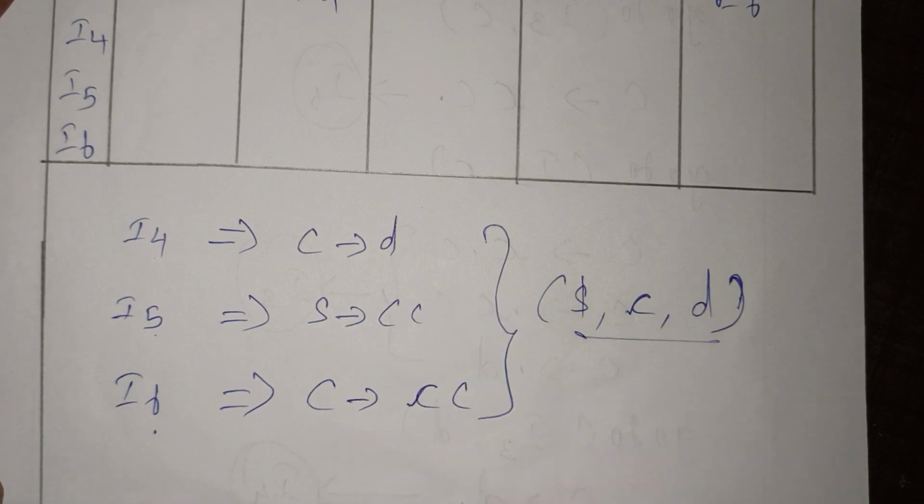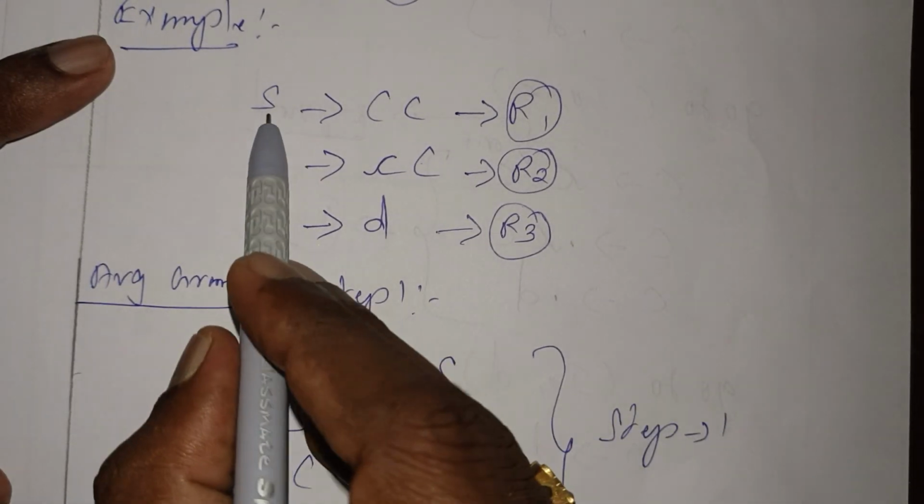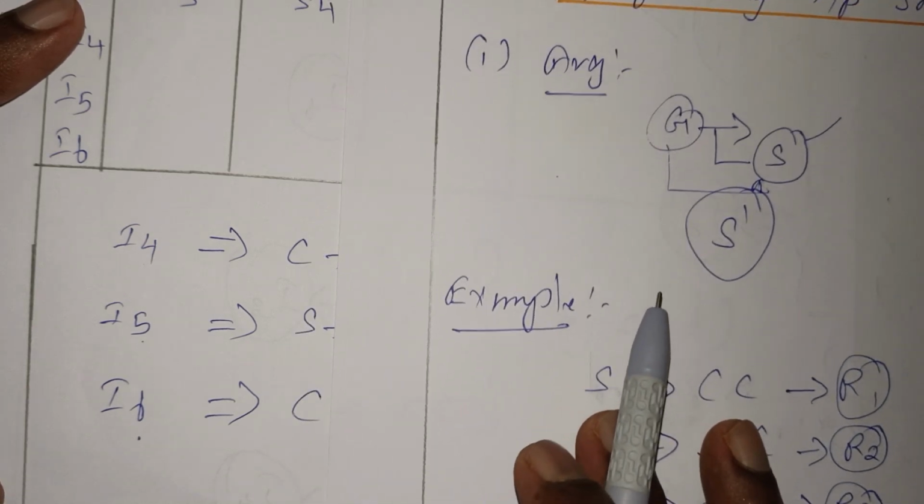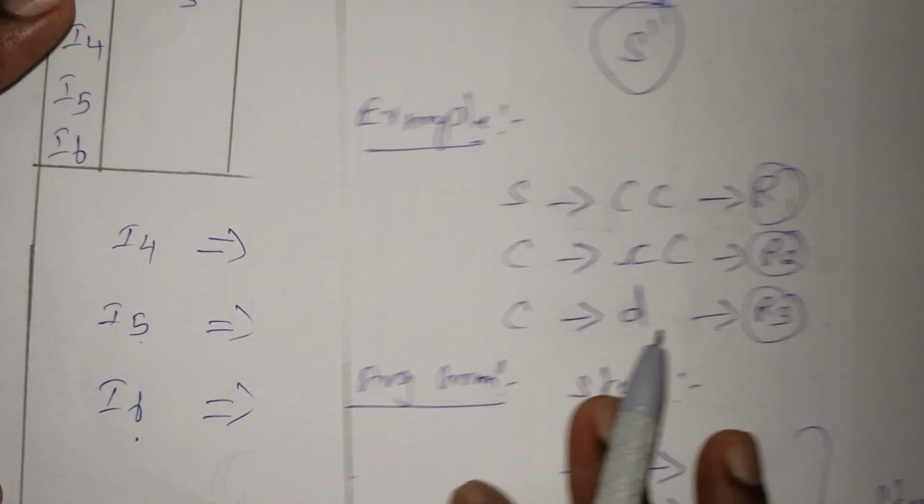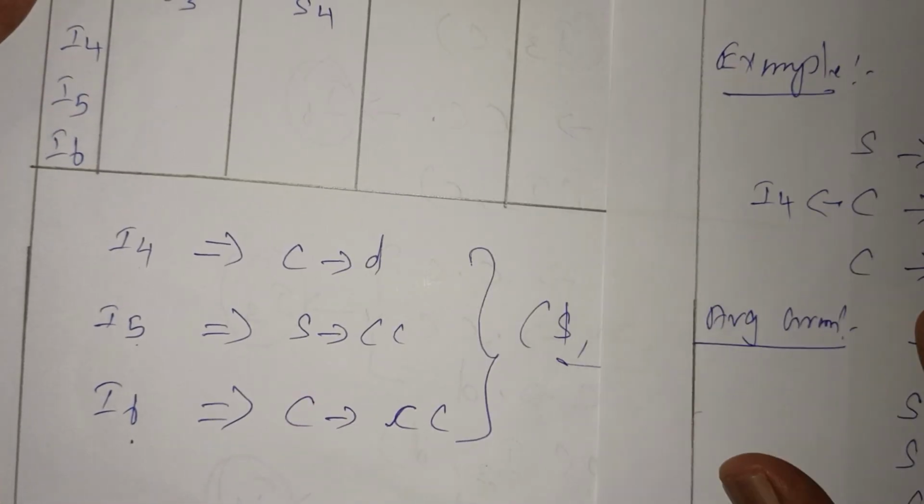I already showed you what this particular grammar is all about. See here, let me show you. This is iteration number 4, so C tends to capital C capital. This is iteration number 4. This is I4.